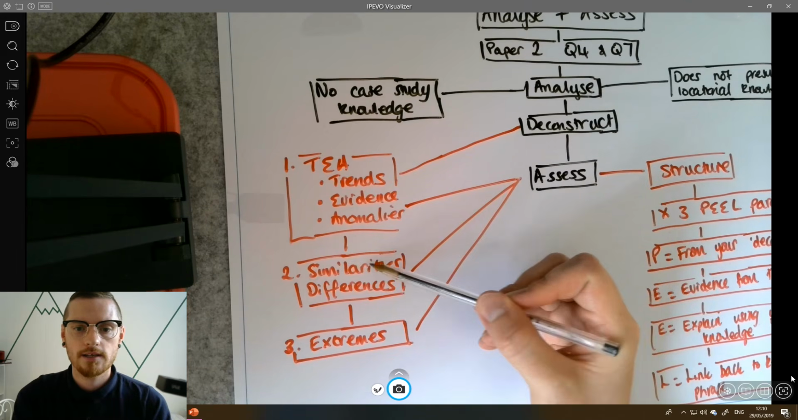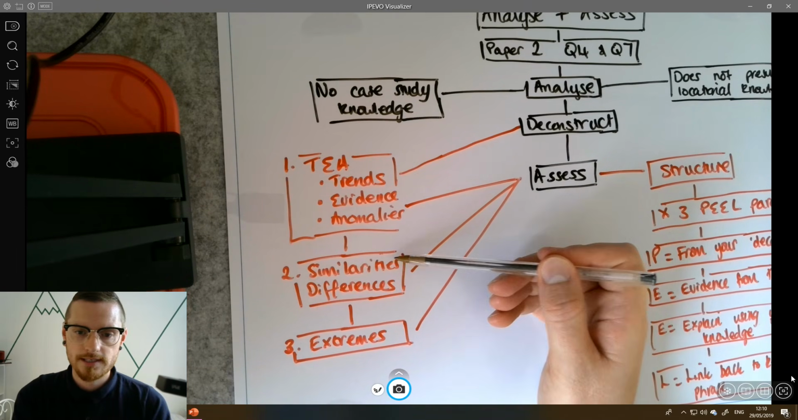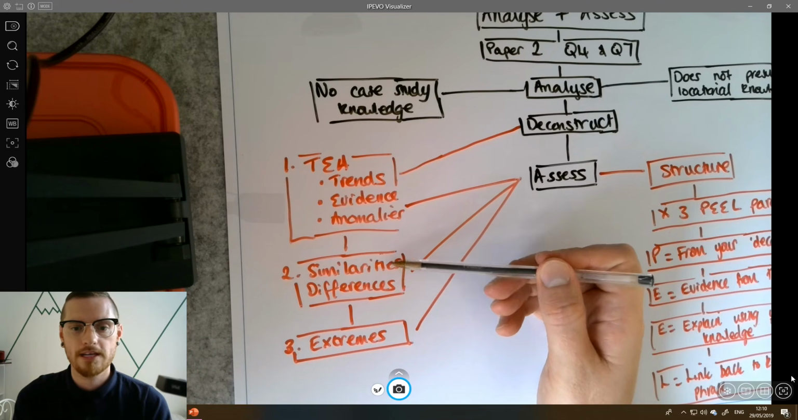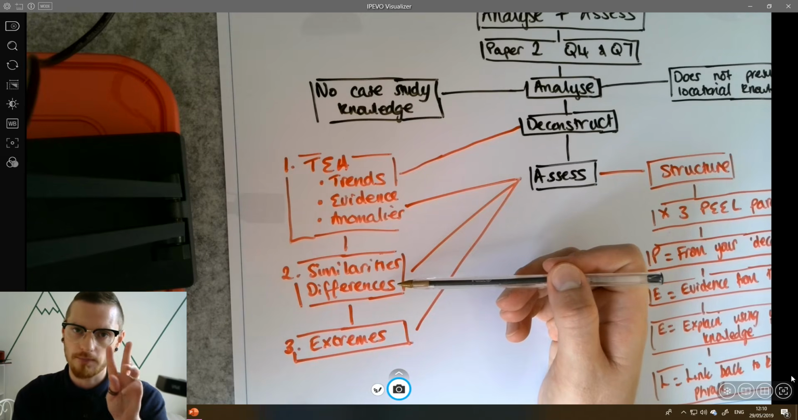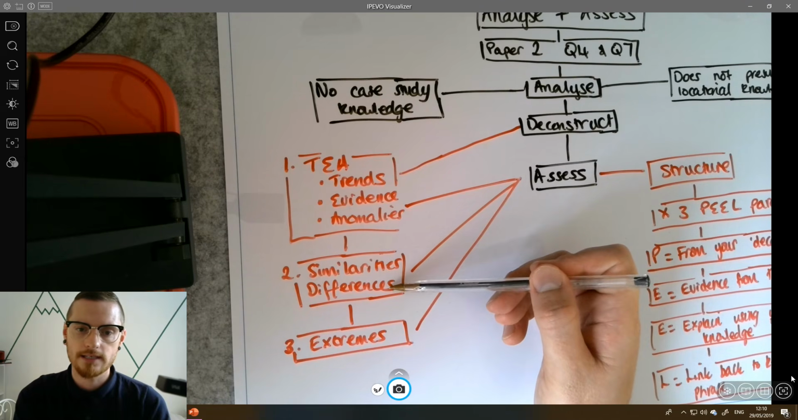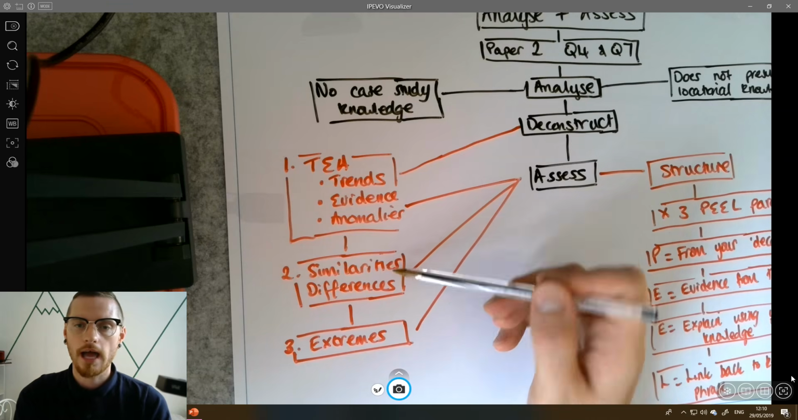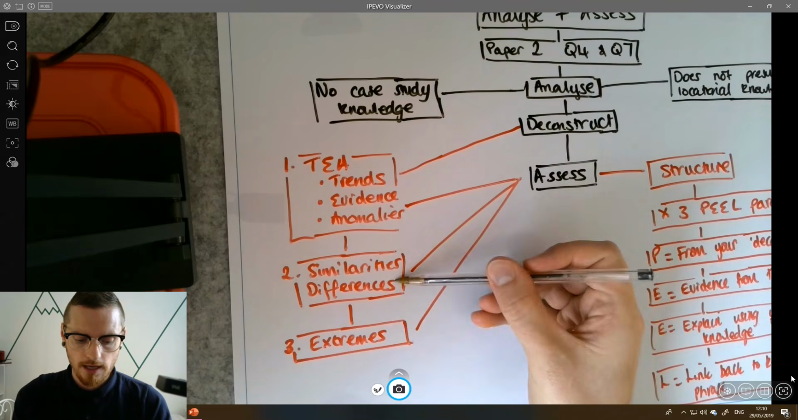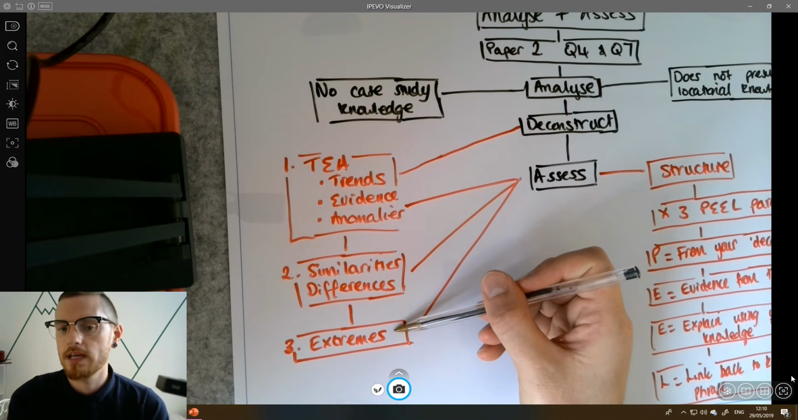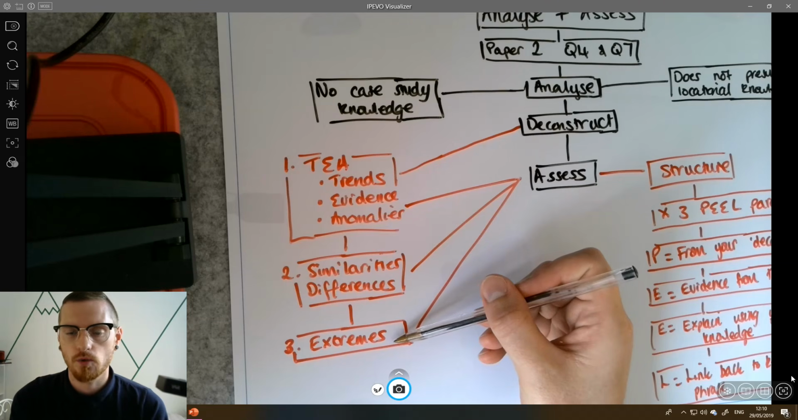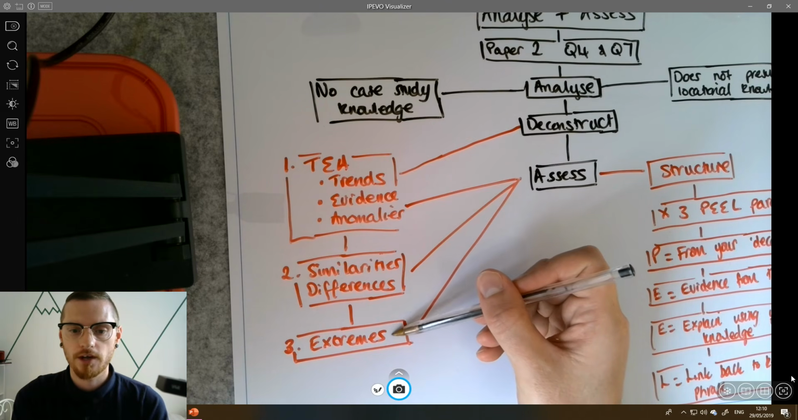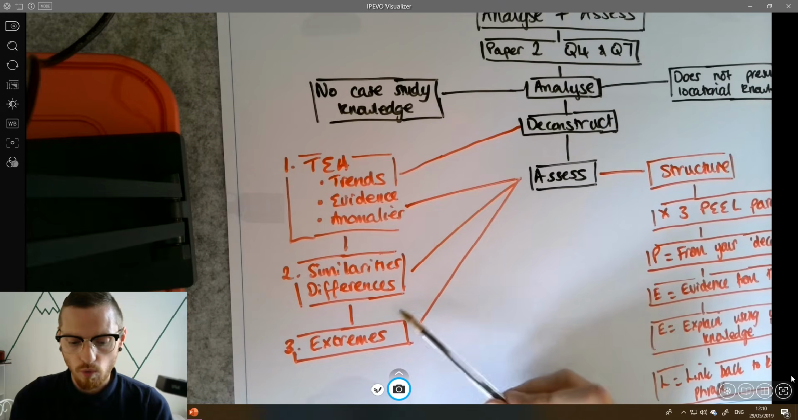The second way to deconstruct is to look for similarities and differences within the resource or between resources. So this question 4 gave me 2 maps, and I could look for similarities and differences to help deconstruct, unpick the resources and provide me with points. And lastly, what about extremes? Have a look carefully at the resource. Are there any extremes in there? Extreme data, extreme examples that you could use in your answer.